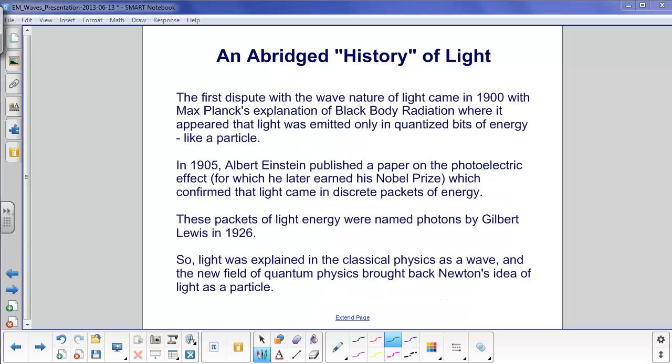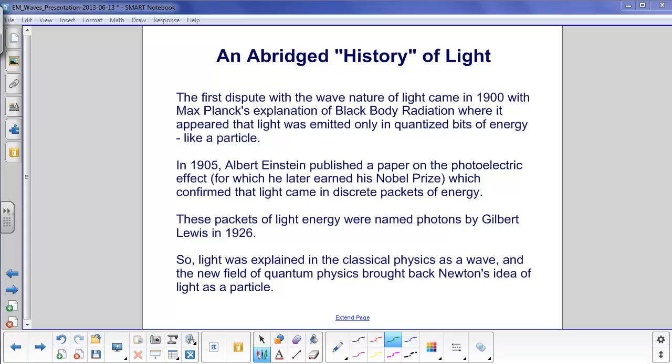The first dispute with the wave nature of light came in 1900. Max Planck was working on blackbody radiation, where basically every object emits and absorbs electromagnetic radiation. And the theoretical predictions of what a black body would do, and that's basically a perfect emitter and a perfect absorber, did not match what was actually happening. The only way Max could get it to work was to assume that light came in bits of energy, quantized bits of energy like a particle.